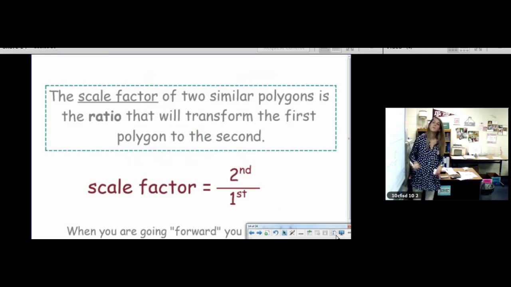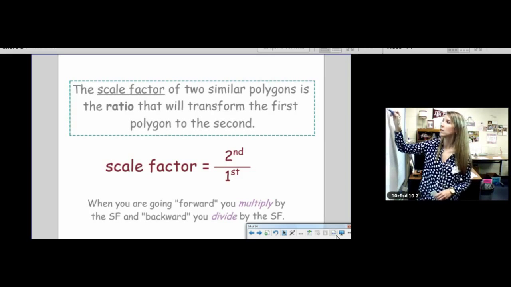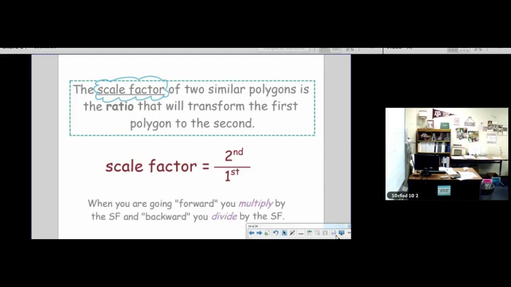Write this down. This is a vocab word. Scale factor. Okay, you enlarged, you reduced, but how much did you enlarge it by? How much did you reduce it by? And that's what scale factor tells us. The scale factor is the ratio. I bolded that. It's a ratio. That means a fraction, guys, that transforms the first polygon to the second polygon. Transforms an average size guy to a shack size guy. Scale factor.